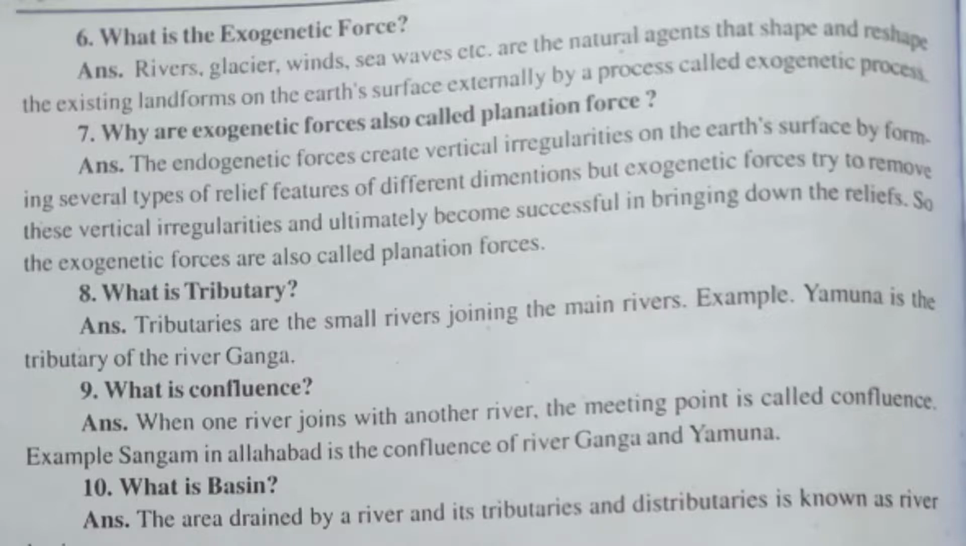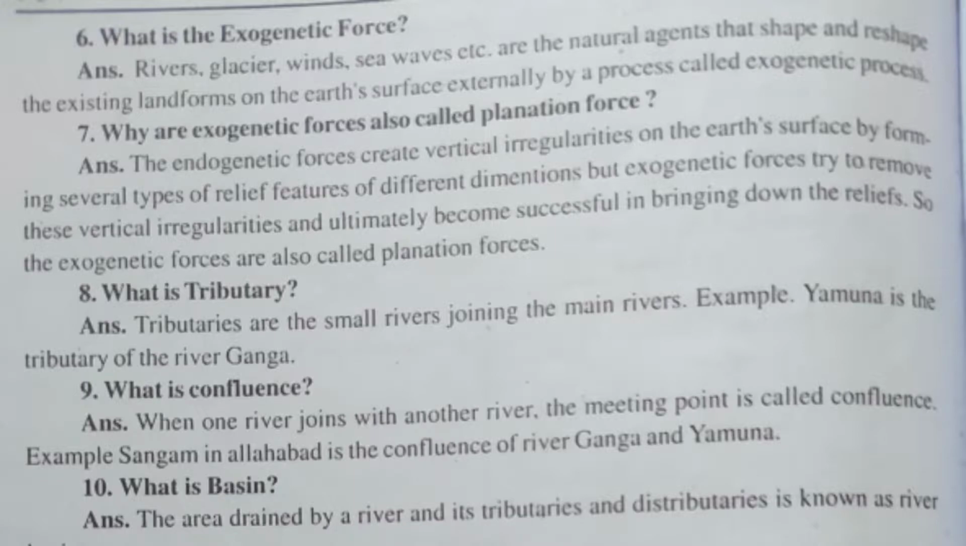Next question is why are exogenetic forces also called planation forces? The endogenetic forces create vertical irregularities on the Earth's surface by forming several types of relief features of different dimensions, but exogenetic forces try to remove these vertical irregularities and ultimately become successful in bringing down the reliefs. So the exogenetic forces are also called planation forces.